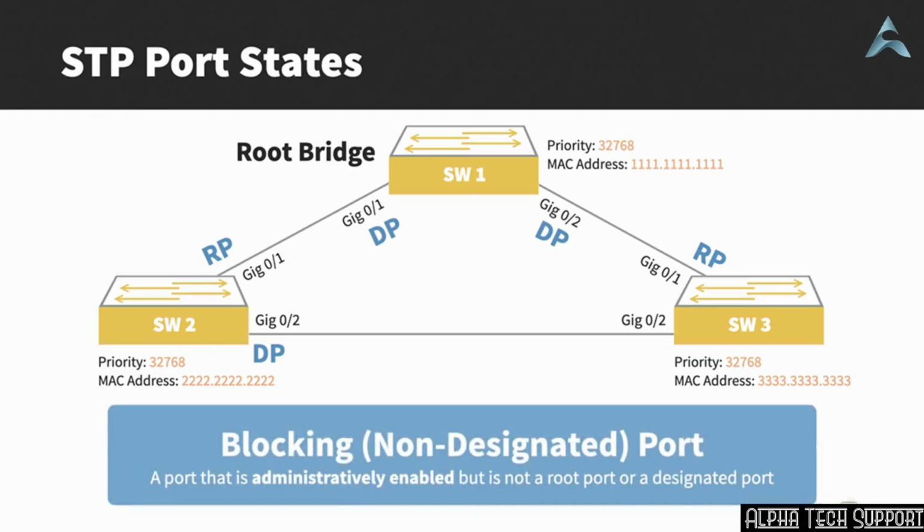And finally, we ask, who's left? Assuming a port is not administratively shut down, it's going to be blocking if we haven't already identified it. In this case, the only port that's left is gig 0/2 on SW3. That's going to be our blocking or non-designated port. And that's a way we can analyze an existing spanning tree topology, determine who is the root bridge, who are the root ports, who are the designated ports, and who are the blocking ports, which are not going to be forwarding frames. It's those blocking ports that allow us to have this logical loop-free topology.